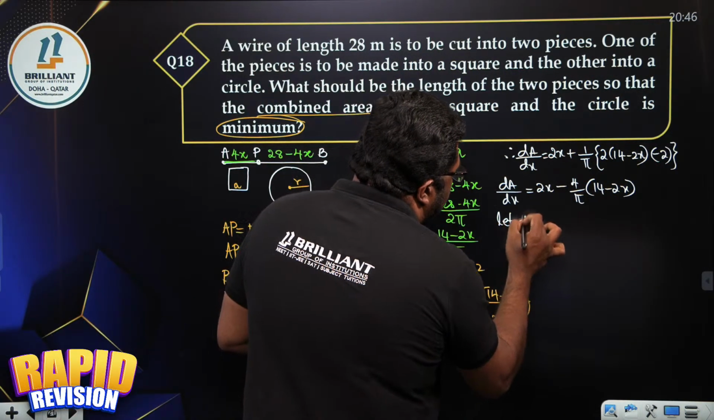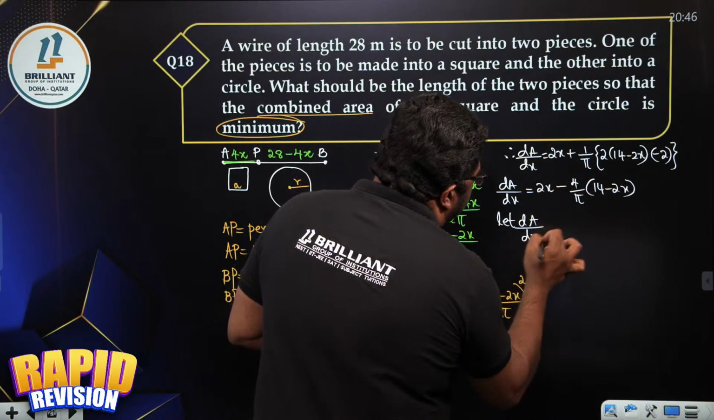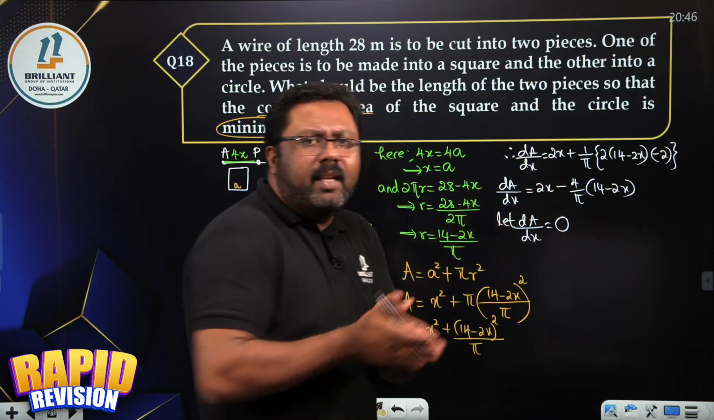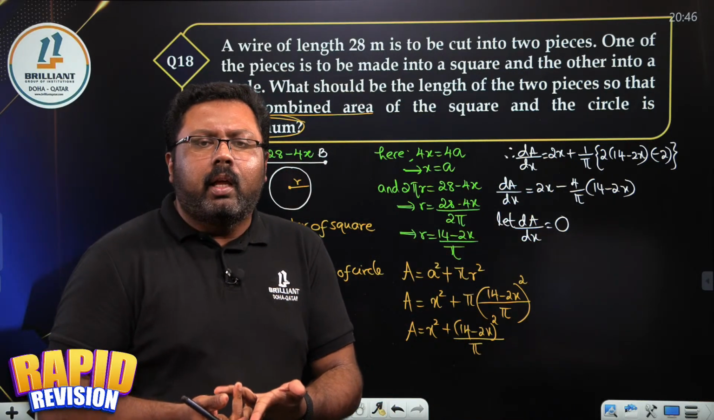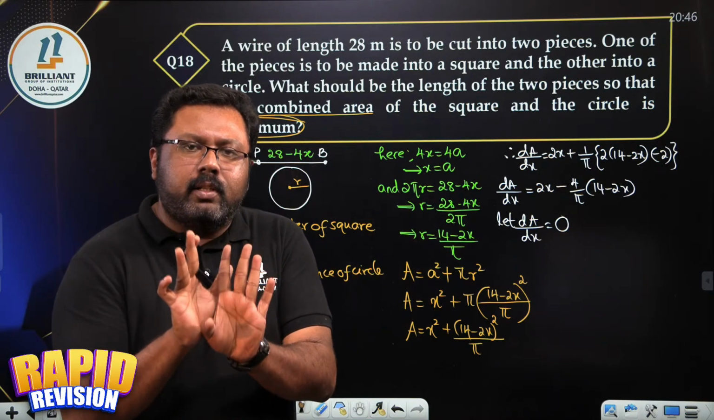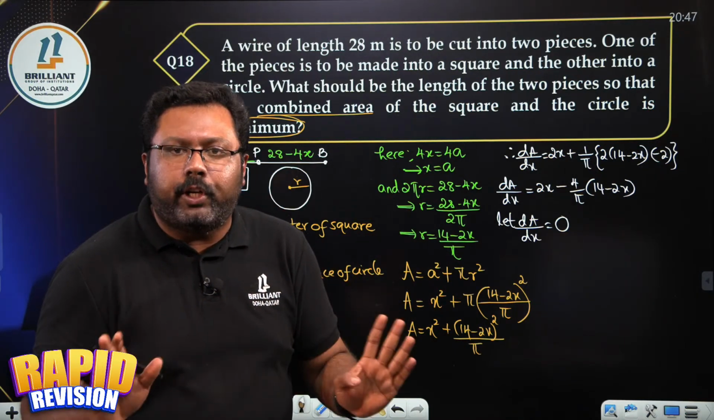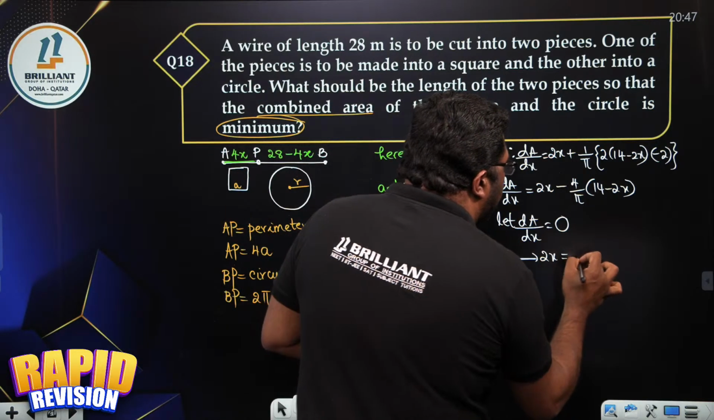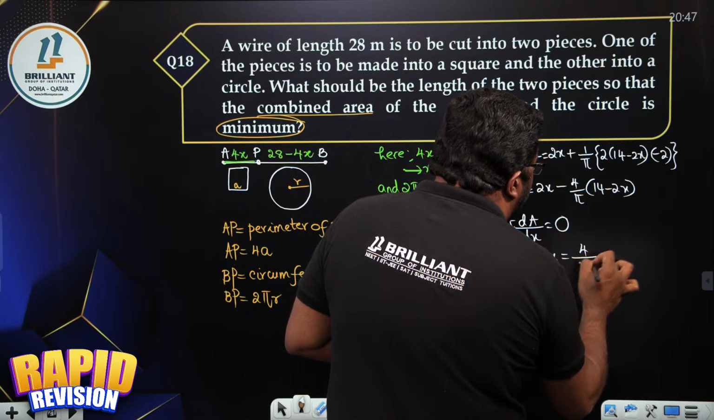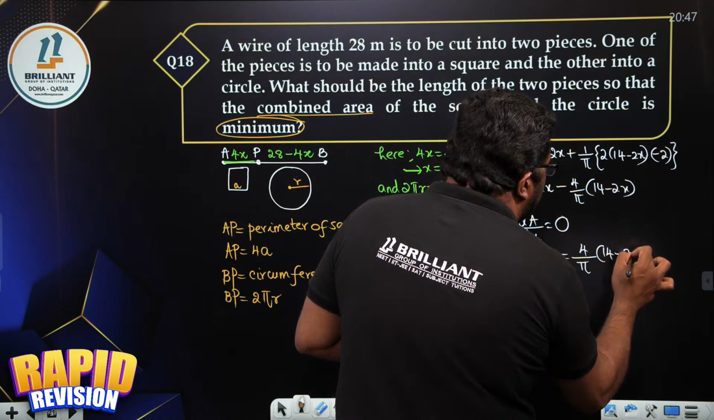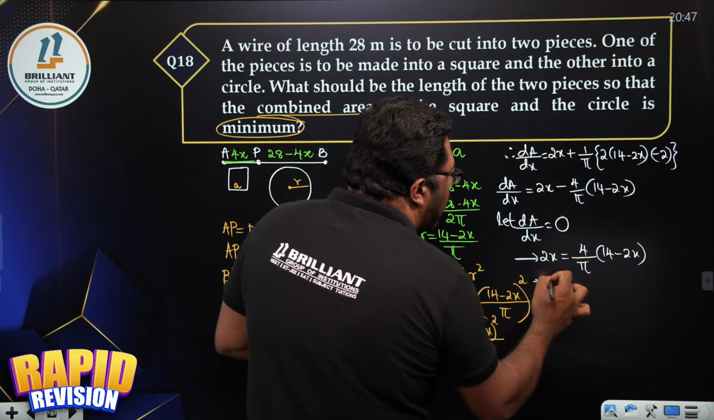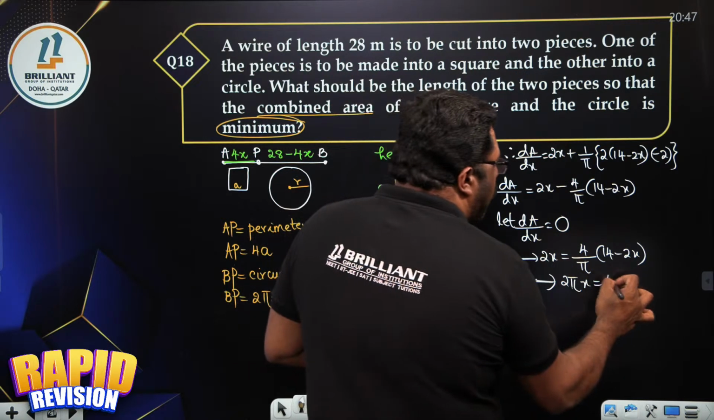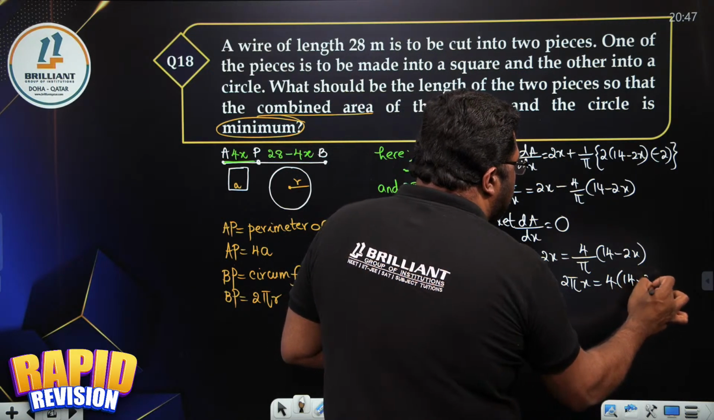Equate it to 0. Let the first derivative equal 0. When a question of pi comes by chance, don't be scared. Leave pi undisturbed. Do not substitute a value for it. Okay? First derivative equal to 0. You get 2x is equal to 4 by pi into 14 minus 2x. Take pi to the left side. 2 pi x equal to 4 into 14 minus 2x.